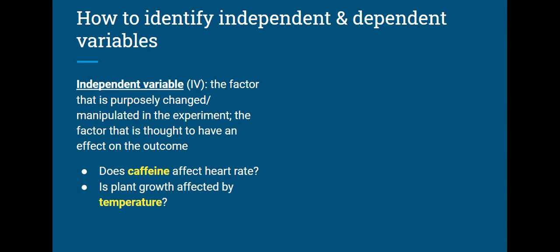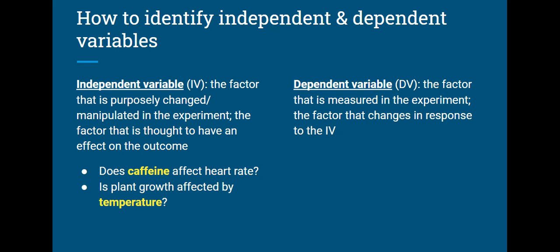With the plant, temperature would be our independent variable. So we could change the temperature to see if it has an effect on plant growth. The other variable that we're looking at is the dependent variable. You can think that it's the one that you're measuring, okay? The data that you're going to record when you're actually doing the experiment, and it depends on the independent variable. So it's going to change in response to the independent variable.